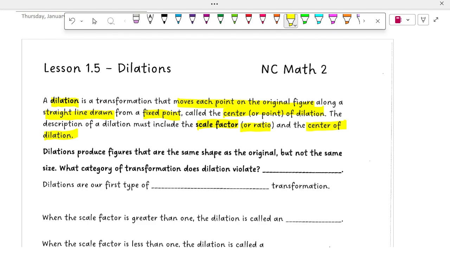Now, what makes dilations different from every other transformation we've done? Well, dilations produce figures that are the same shape as the original, but not the same size. So, in other words, dilations are not a what? A rigid motion. So, it violates the rules of rigid motion. So, it's our first type of a non-rigid motion transformation.